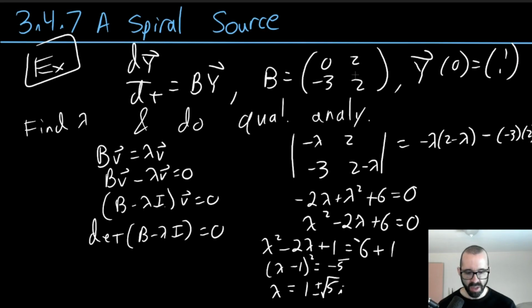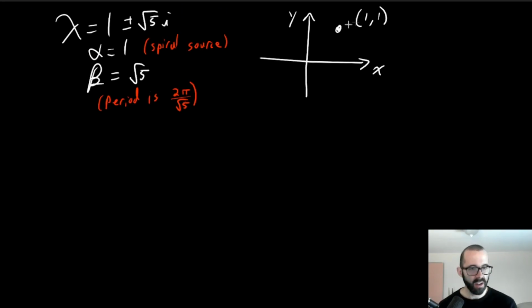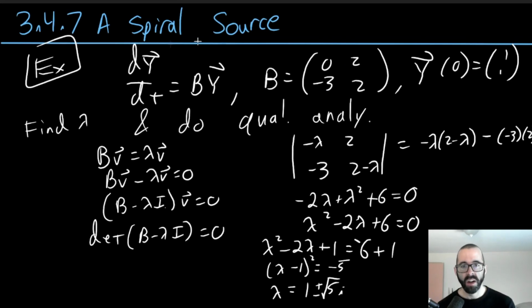One of them is just plugging in a point. You can plug in our initial condition, or you can plug in any other point. I like plugging in easy points. Let's plug in this point. What direction are we going at that point? This is what tells us what direction.